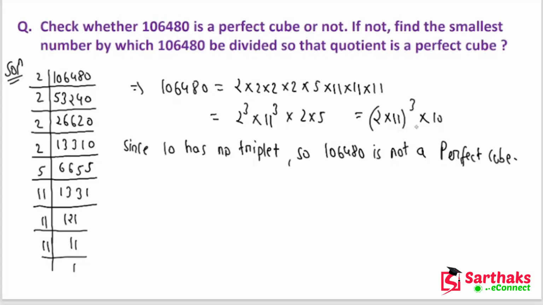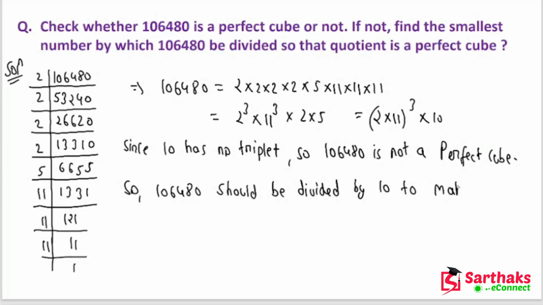So how can we make it perfect? Just remove this 10. So 106480 should be divided by 10 to make it a perfect cube. Of what? Perfect cube of 22. So after dividing by 10, we will get 10648, which is a perfect cube because it is the cube of 22, which is pretty clear from the prime factorization.